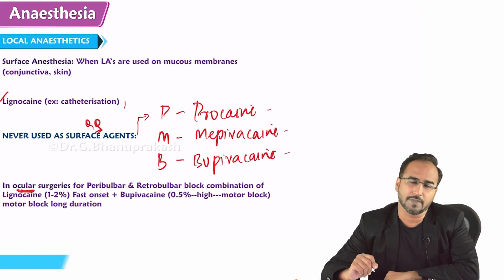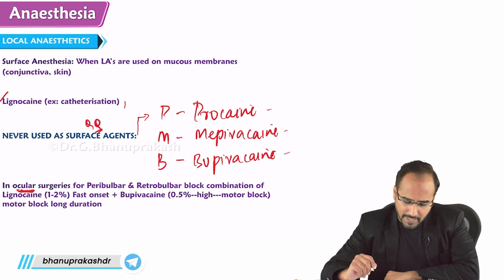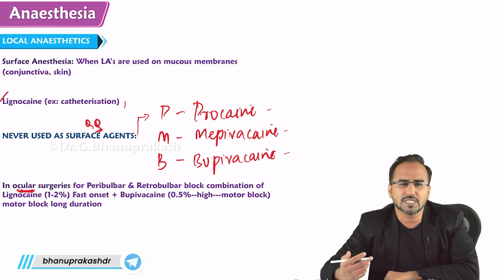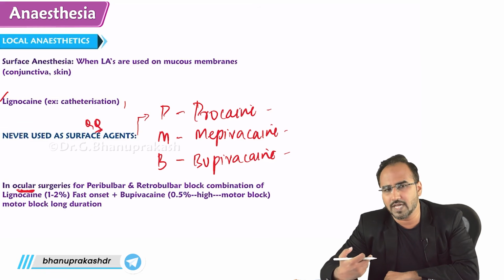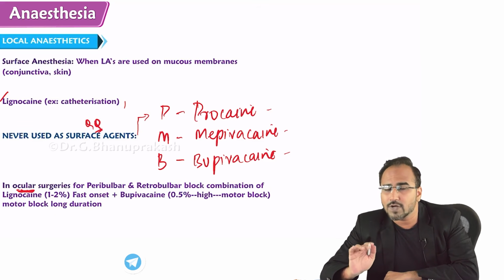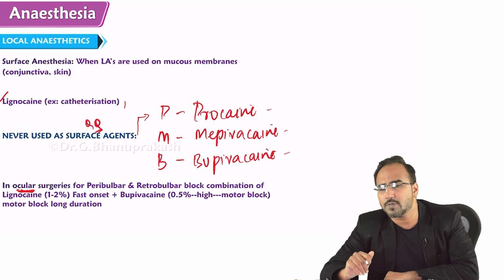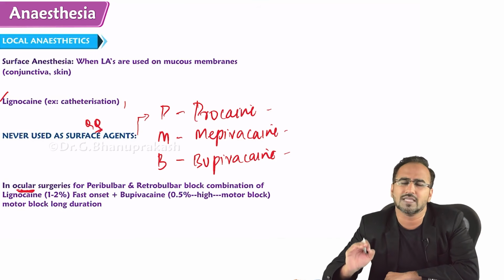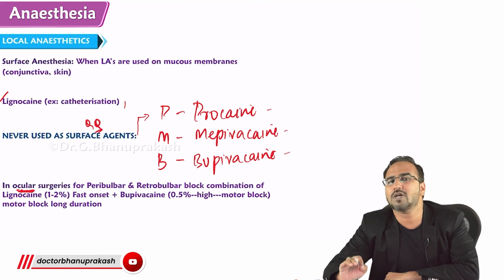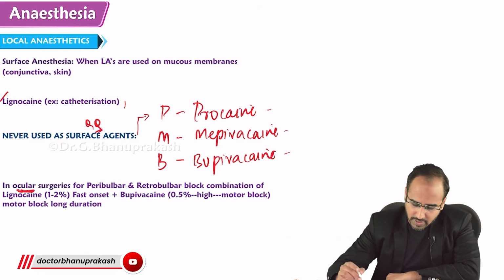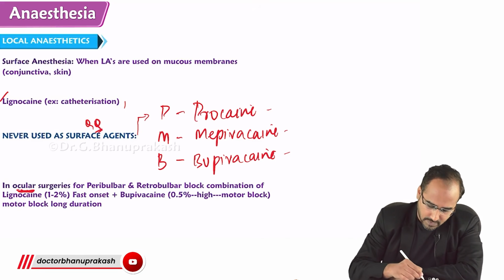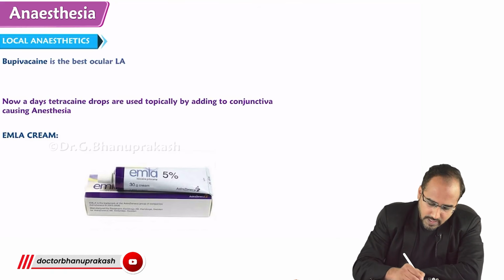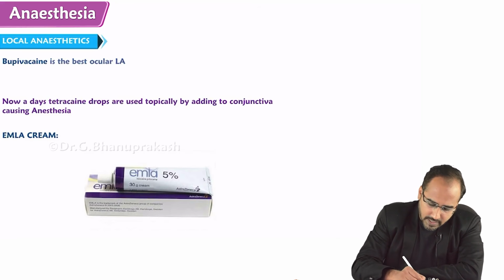Topical, right? So peribulbar route: if you go for peribulbar, you are going above the bulb of the eye, retrobulbar means behind, okay? If you are going for ocular anesthesia by peribulbar or retrobulbar route, the best ocular local anesthetic is Bupivacaine. The best ocular local anesthetic is what, guys? Bupivacaine. It's written over here.